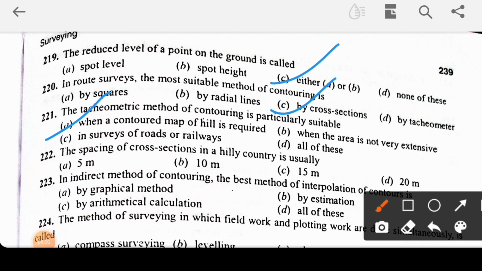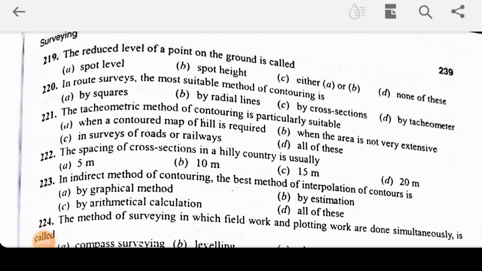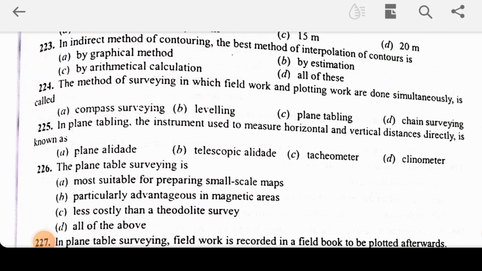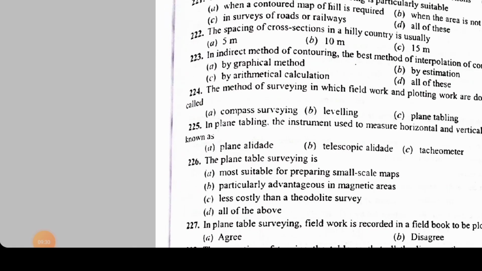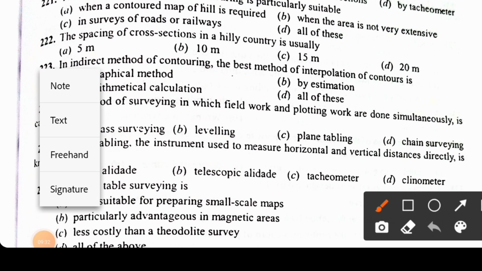The spacing of cross section in a hilly country is usually 20 meter. Correct answer D. In direct method of contouring, the best method of interpolation of contours is by arithmetical calculation.